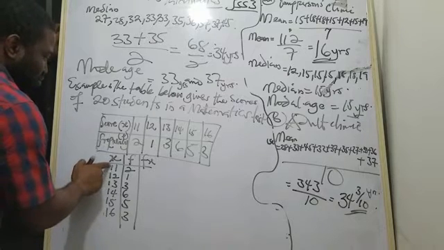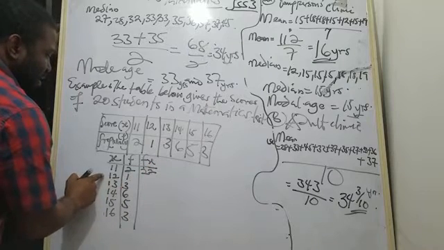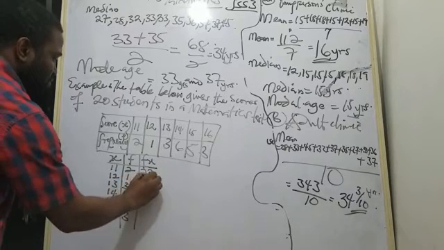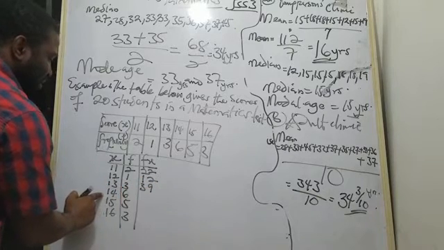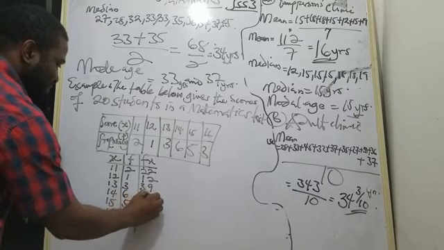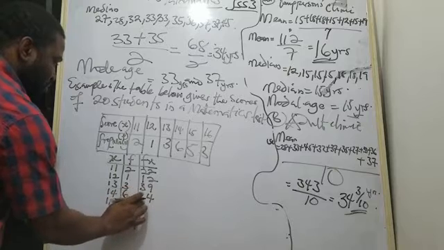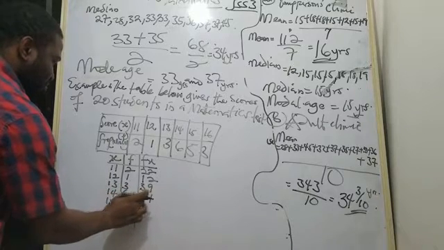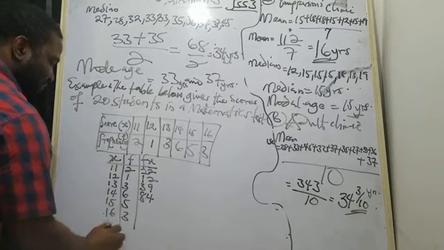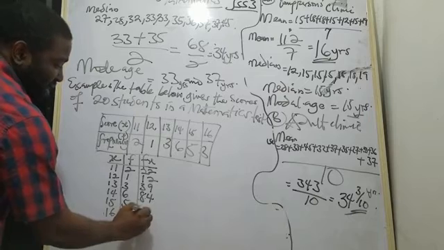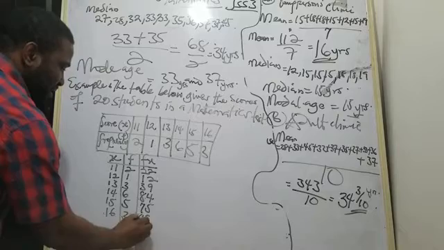Okay? Let's go. 11 times 2. What do we have? 22. 12 times 1, 12. 13 times 3, 39. 14 times 6. What do we have? 84. Then 15 times 5. What is 15 times 5? You have 75. And then 16 times 3, you have 48.